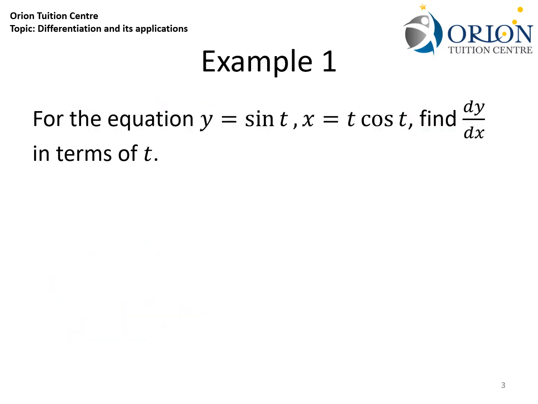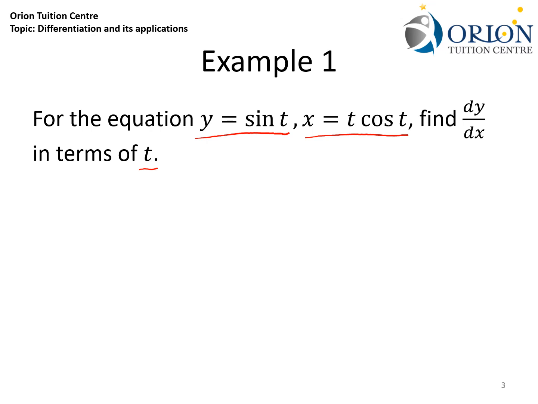In example 1, we are asked to differentiate the pair of equations that is defined parametrically as y equals sine t, x equals t cosine t. And we can leave dy/dx in terms of t. That means we can perform parametric differentiation. So let's try to find out what is dy/dt and dx/dt first.